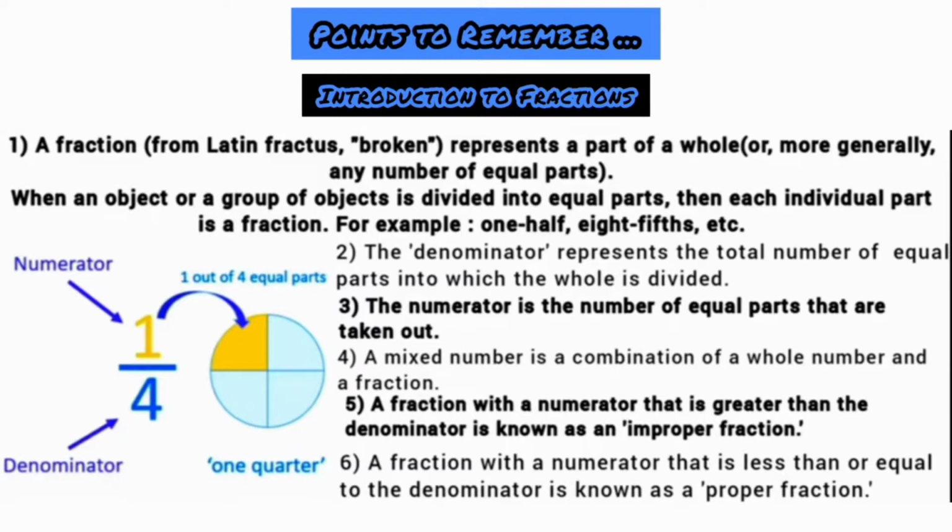The denominator represents the total number of equal parts into which the whole is divided. The numerator is the number of equal parts that are taken out. A mixed number is a combination of a whole number and a fraction. A fraction with a numerator that is greater than the denominator is known as an improper fraction. A fraction with a numerator that is less than or equal to the denominator is known as a proper fraction.